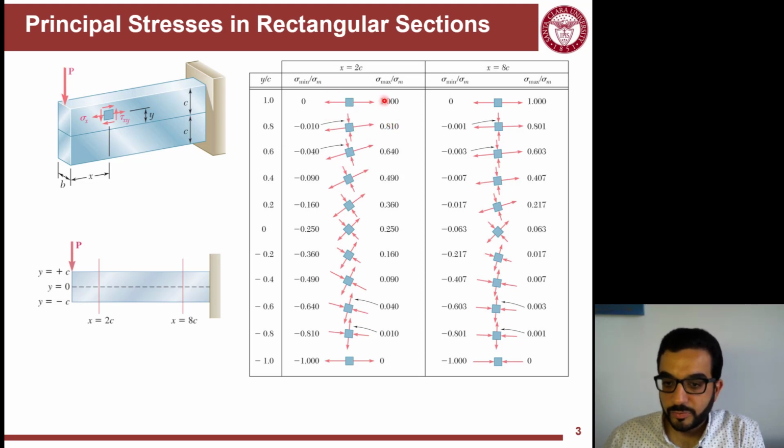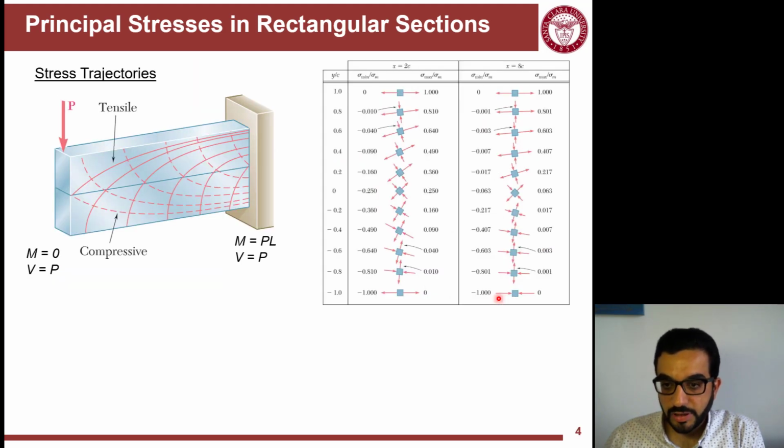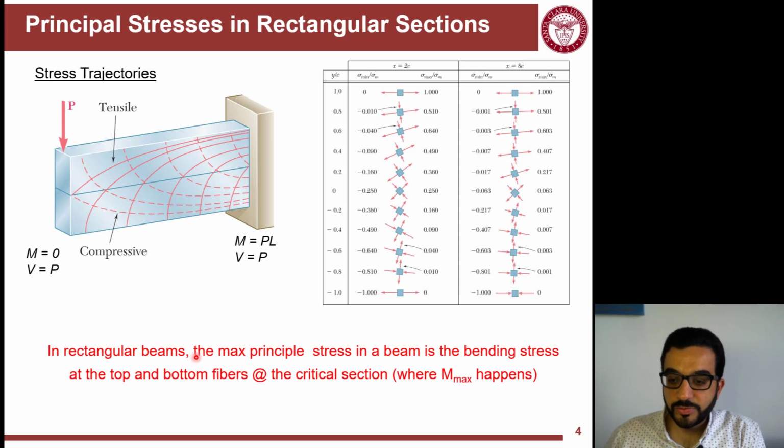And what they found is, regardless of the 2 points, the 2 sections here, for any point along the depth of the beam, always sigma max, the principal stress of these points, will always be less than sigma m. And this is the case for both sections here, which means we can conclude that in rectangular beams, the maximum principal stress in the beam will be equal to the bending stress at the top and the bottom fibers at the critical section where you have maximum moment. And that's the conclusion of this table.